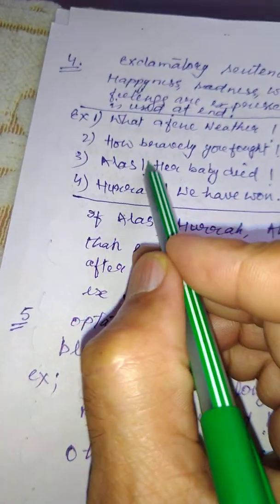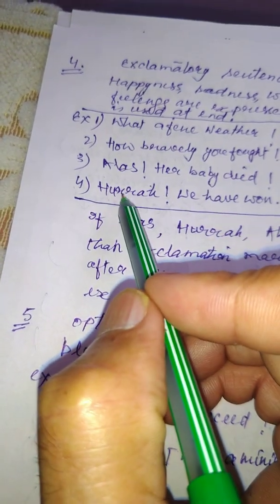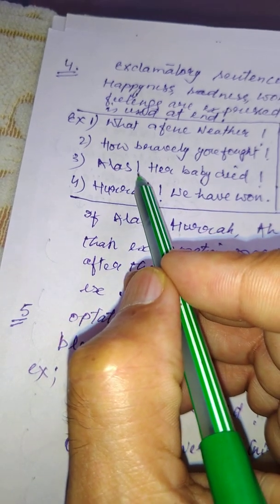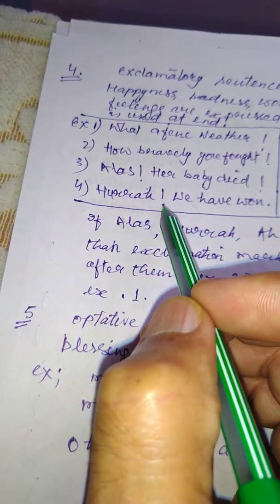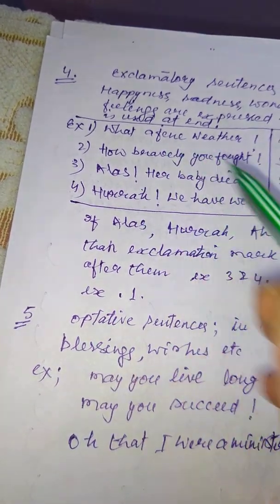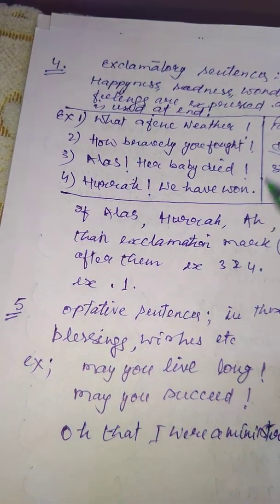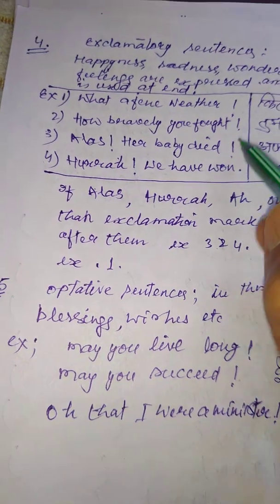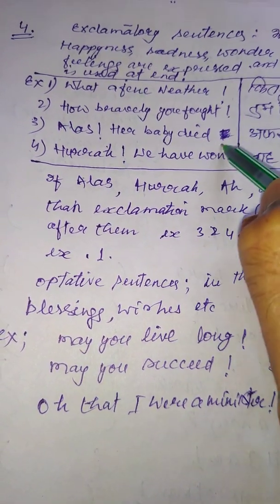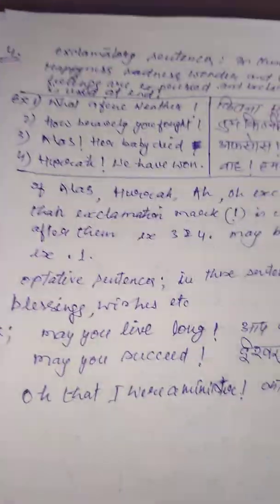Examples 3 and 4 here. Hurrah, alas. After them, the sign of exclamation is to be put. So we have put it here. Got the point? And at the last, you're supposed to put a full stop. Sorry, this is my mistake. This has to be a full stop. Okay.